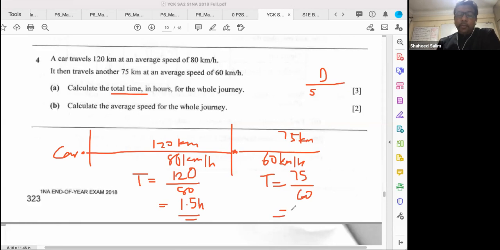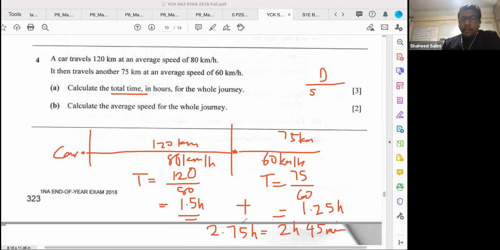And what do you get? You get 1.25 hours. Then you have to add the two together. 1.5 plus 1.25, you get 2.75 hours. This is also equal, if you want in minutes, to 2 hours and 45 minutes. Okay. I hope it's okay. So you find the time for each segment first.